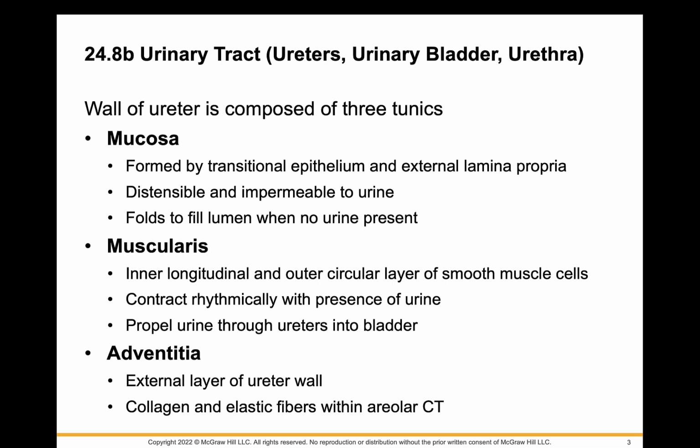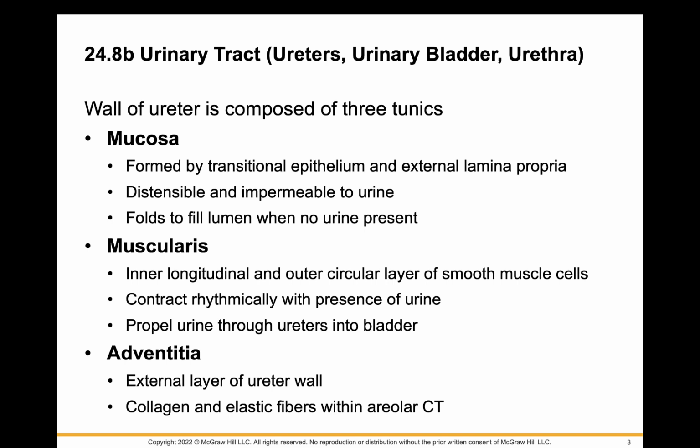So keep in mind, when you went through histology in A&P 1, probably you went over transitional epithelium. And remember, it has some interesting properties. It has the ability to expand. So this is a great place to find this tissue because the ureter needs to be able to expand to hold the urine. When there's no urine present, they actually fold and create these folds that are mucosal folds.